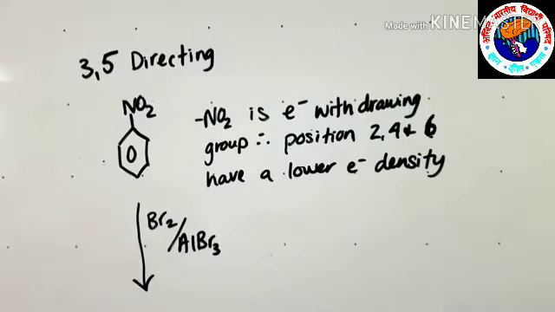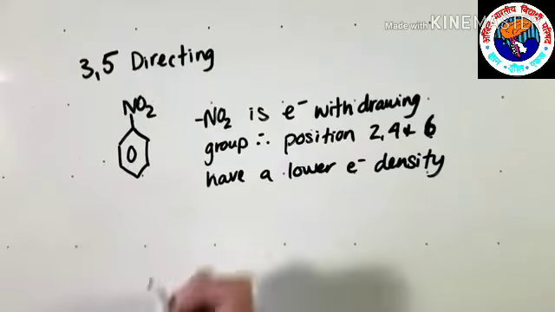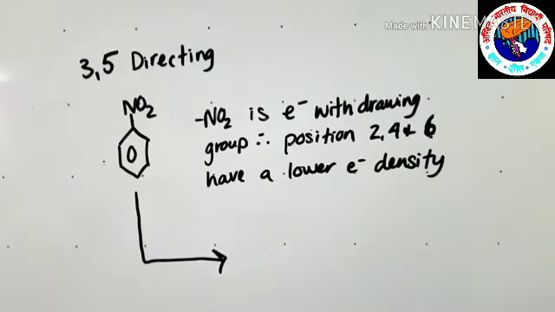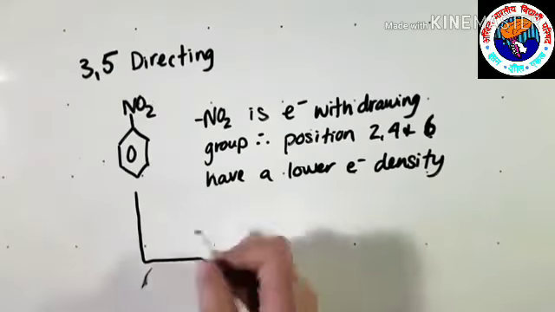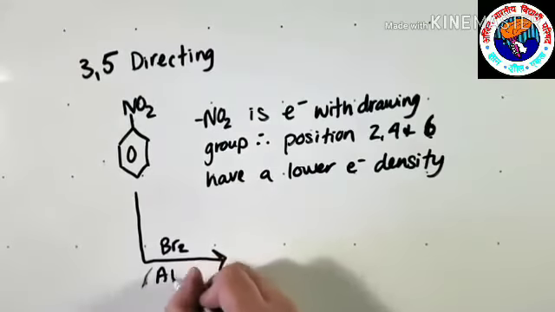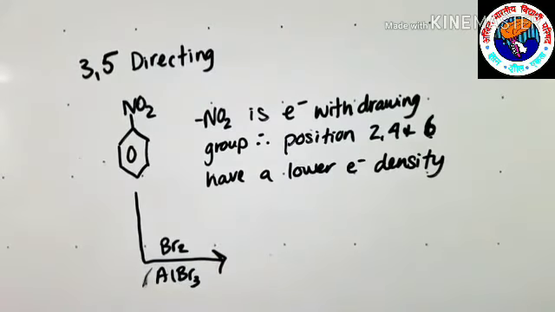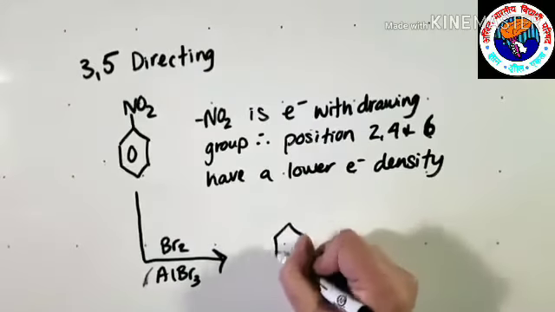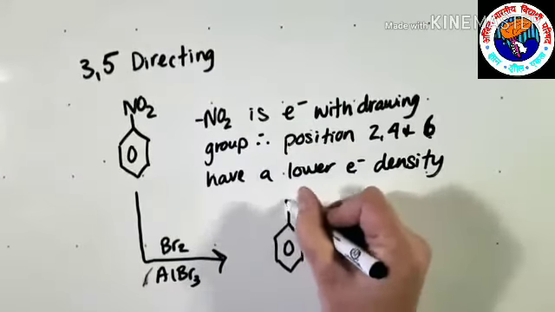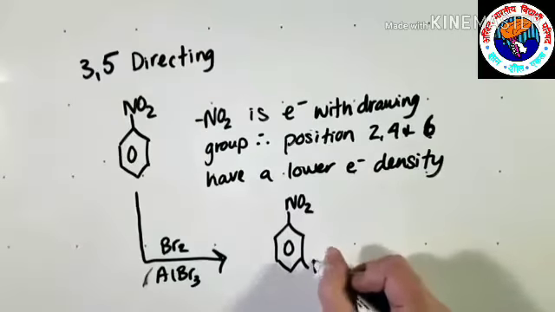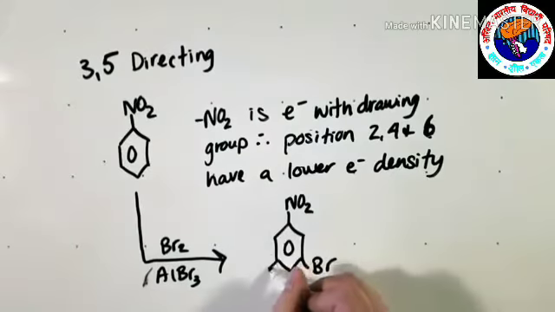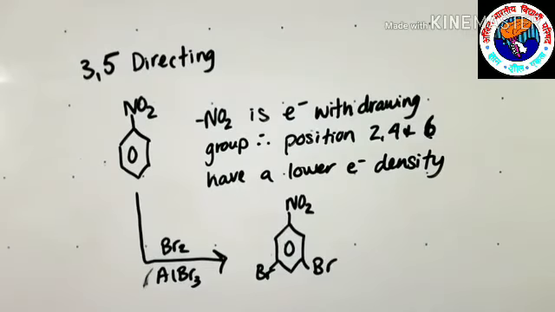So AlBr3. Actually, I'm going to change this so it goes this way so that we can actually see what's going on. So above the arrow, Br2. So our product, bromine at the 3 and bromine at the 5 position. There we go. All right, so that is our 2, 4, 6 directing and 3, 5 directing groups.